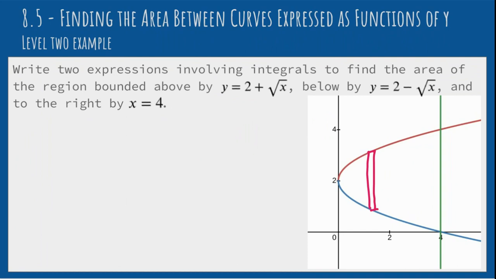When we have a region that's bounded above and below by separate functions, remember we're always going to do top minus bottom. So with respect to x, we're going to integrate from our lower limit, which is x equals 0, to our upper limit, which is x equals 4. And then we are going to take the upper function, the top, minus the lower function, the bottom. So the top function is 2 plus square root of x. The bottom function is 2 minus the square root of x.